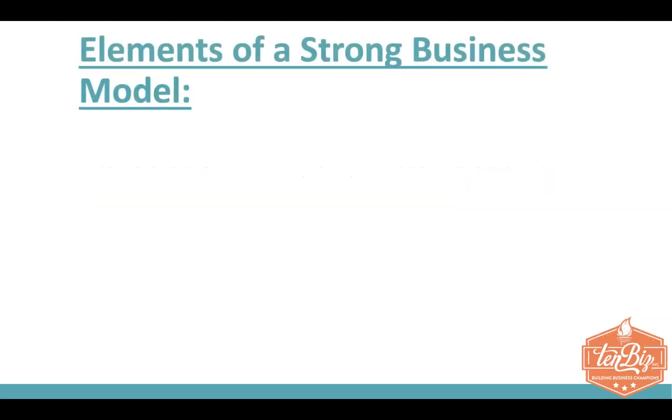Elements of a strong business model. For a minute, just forget that we were talking about the business model canvas. This is just in an article that was published recently in Entrepreneur Magazine. It said the elements of a strong business model, and it gave us 7 things. 1, make sure you identify your specific audience.